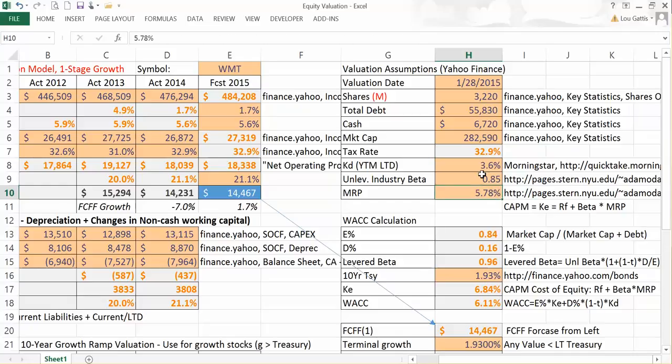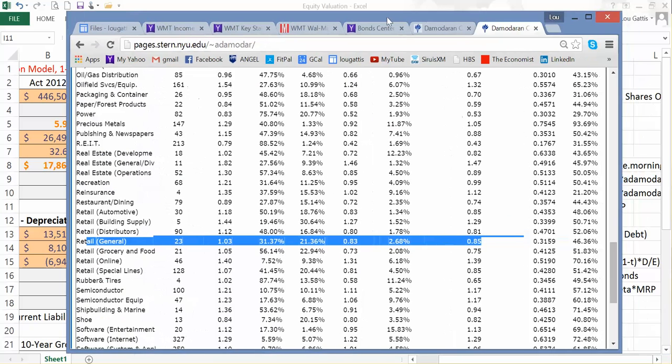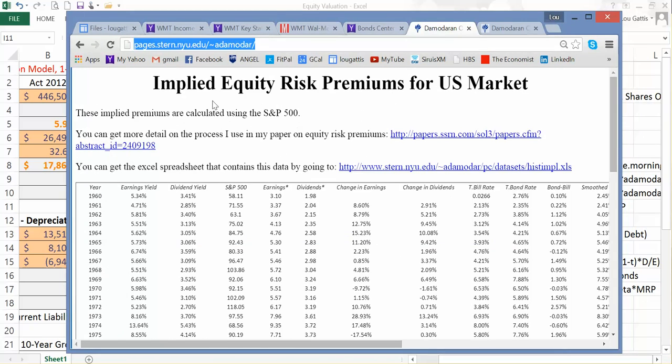The next part for CAPM, so I now have the treasury rate I'm going to use for the risk-free rate. Beta I'm going to get from Damodaran. And then I need a market risk premium. This is the average expected return of the stock market over the long-term bond market. I'm also going to go to Damodaran and go to another one of his websites, the implied equity risk premium for the U.S. market.